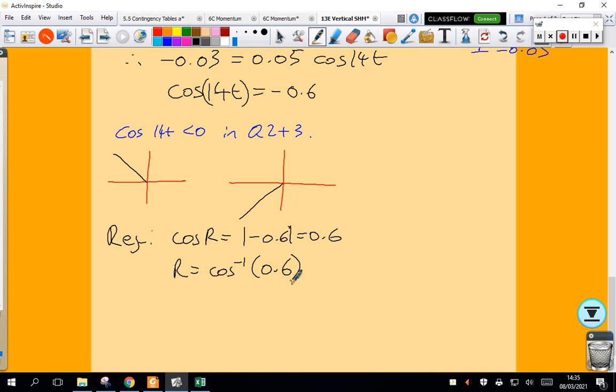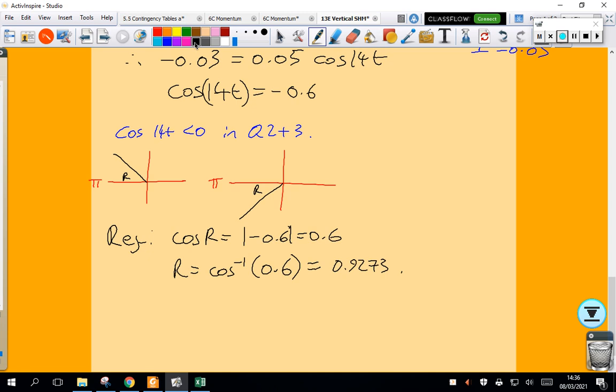Again, you'll need a calculator for that. You're not going to be able to do that in your head. That's working out as about 0.9273. Okay, I might just keep the value in my calculator as an answer. So that's my reference angle in there and in there. Notice pi radians is there.